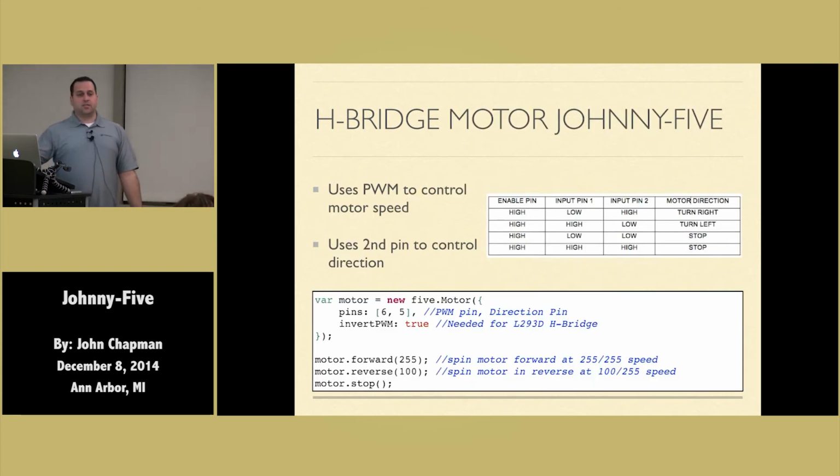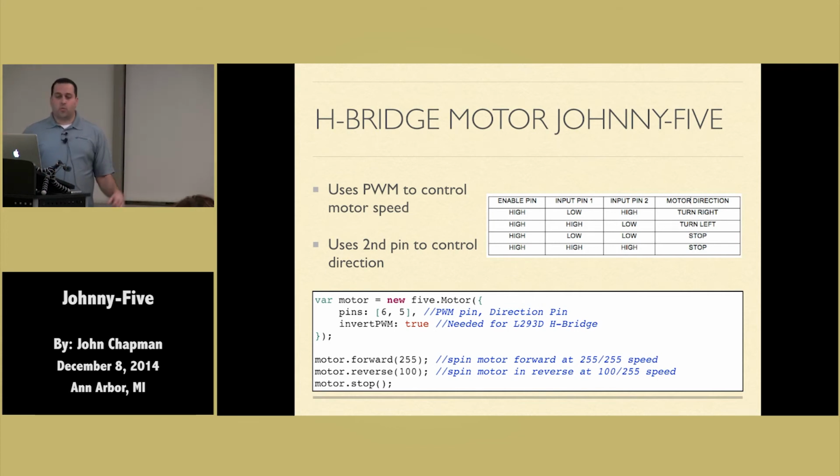So what you see here is a truth table, right? What ends up happening is you have to use 2 different pins to control how the H-bridge is going to spin. There's an enable pin to turn it on. I've actually hardwired the enable pin directly to the 5-volt signal, so it's always on. Then you're going to have to tell Johnny-FIVE the 2 pins you want to use for control, one of which it knows as the PWM pin, and one it knows as the directional pin.